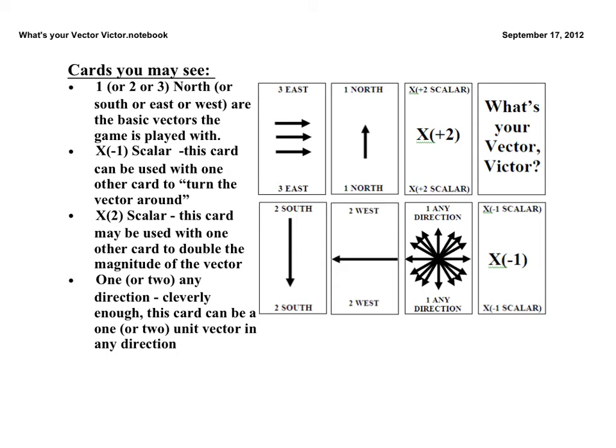Lastly, there are wild cards. You can use these however you see fit. You can apply whatever direction is going to help you the most.